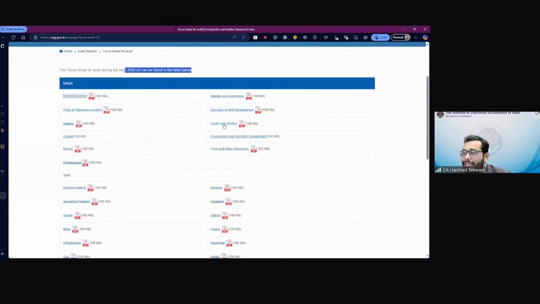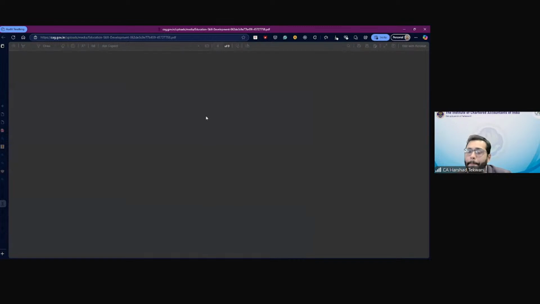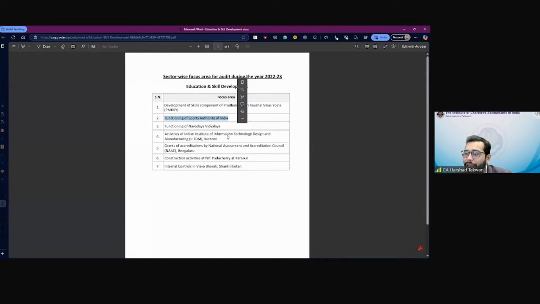If I go back again, let's say education. Functioning of these particular sports, construction of this particular thing, internal controls in this. So these are the focus areas, kind of the areas of higher risk of material misstatement, significant risk areas, which C&AG wants the auditors to focus upon when they are doing the audit. You can say additional areas that you need to think about, areas with a higher risk assessment, kind of a similar thing.